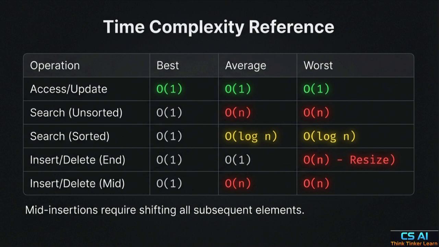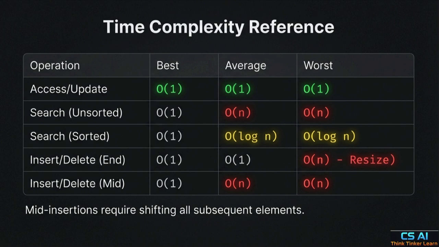To summarize our findings, let us look at the time complexity in this reference table. This is a critical cheat sheet for any developer. For access and updates, arrays are unbeatable at O(1) regardless of the case. When it comes to searching an unsorted array, it's O(n) because you might have to look at every element. However, if the array is sorted, we can use binary search to reach logarithmic time of O(log n).